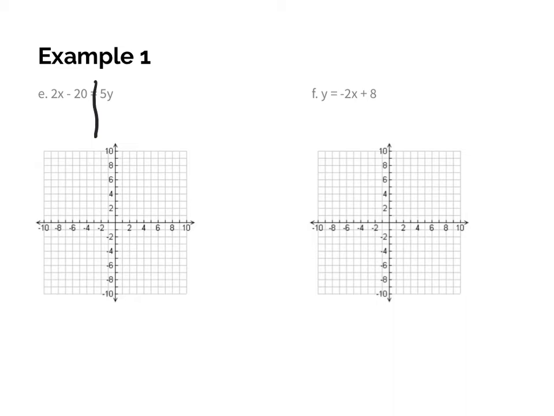So what I need to do is move some things around. I want x and y to be on the same side. So what I'm going to do is take that 5y and subtract it from the right side to the left side. Okay?